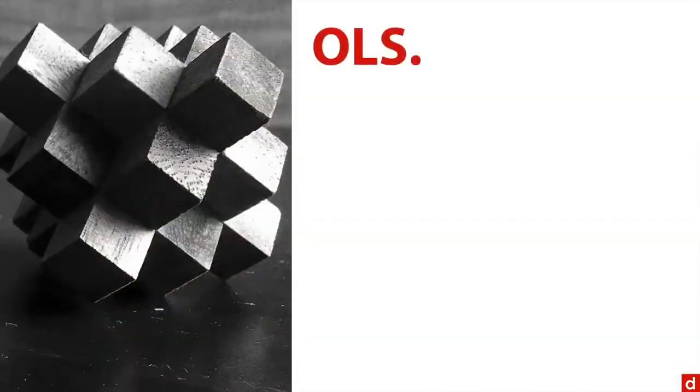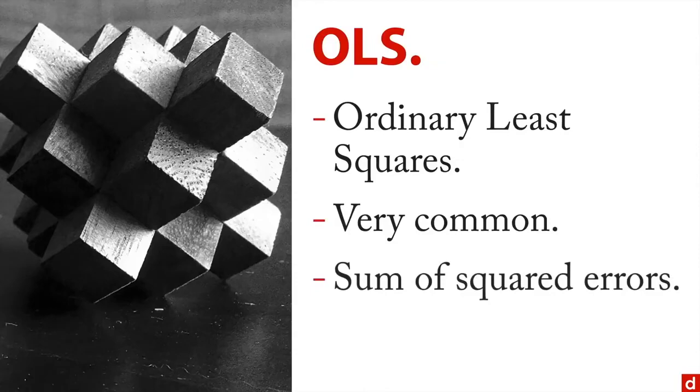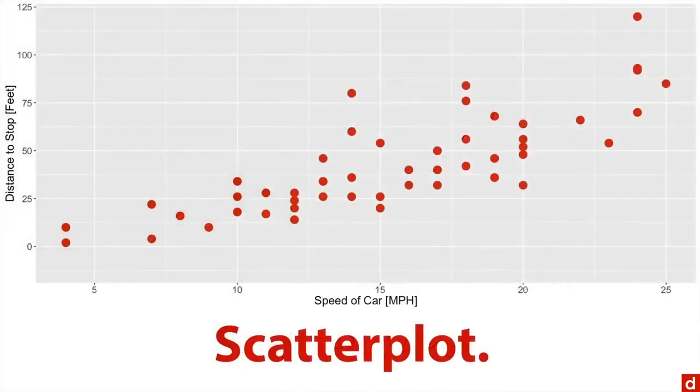This is actually called OLS, which is short for ordinary least squares. This is a very common approach. It's used in a lot of statistics, and it's based on what's called the sum of squared errors. And it's characterized by an acronym called BLUE, which stands for Best Linear Unbiased Estimator. Let me show you how that works. Let's take a scatter plot here of an association between two variables. This is actually the speed of a car and the distance to stop from about the 20s, I think.